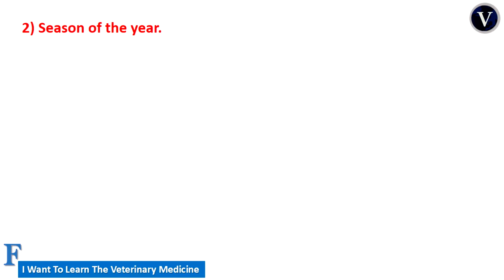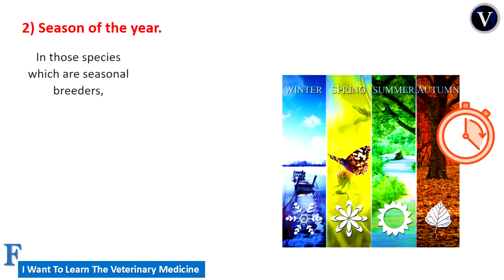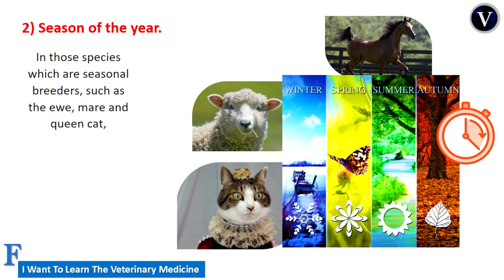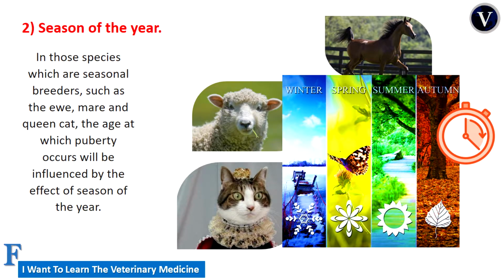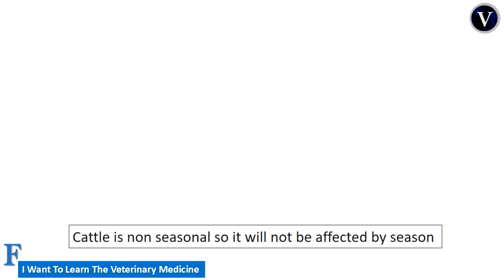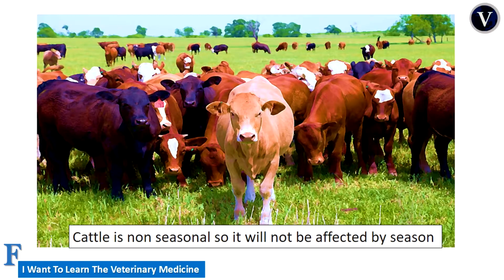Number 2, season of the year. In those species which are seasonal breeders such as the ewe, mare and queen cat, the age at which puberty occurs will be activated by the effect of the season of the year, okay? But cattle is non-seasonal, so cattle will not be affected by the season.